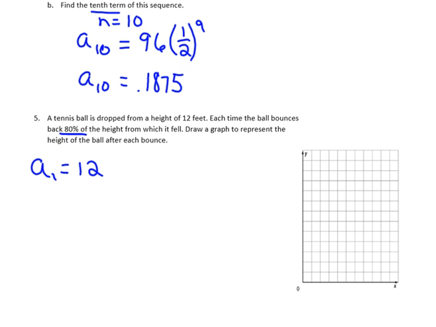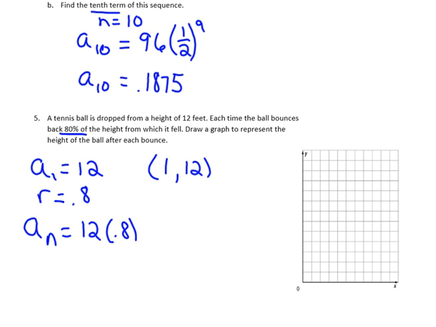All right, so think about what's happening here. This would be the point (1, 12) on my graph. And then each time it's going down by 80%. So my r is 0.8. They chose to write it as a decimal this time. So then I can do my general formula: an is the first term times 0.8 to the n minus 1. Well, I already know my first term.